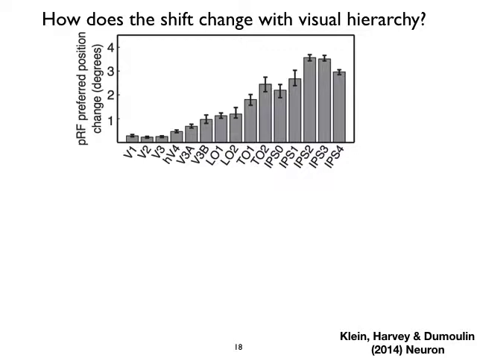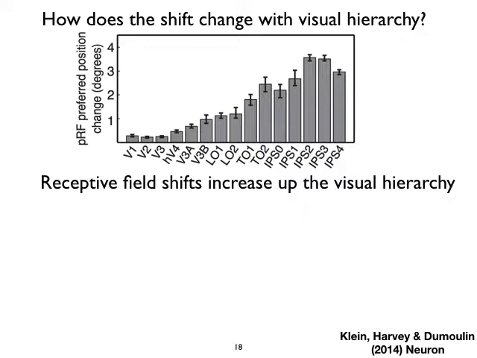In later visual processing, here we see V1, the start of visual processing, and the IPS visual field maps, which are much later in visual processing, and are thought to be very much involved in guiding attention. We see that the change in these receptive field positions increases up this hierarchy. So we see a really small but measurable effect in V1 and a really large effect as we get to higher areas.